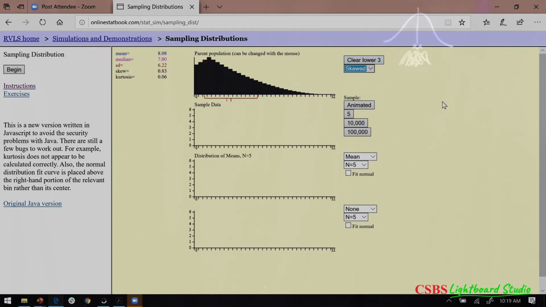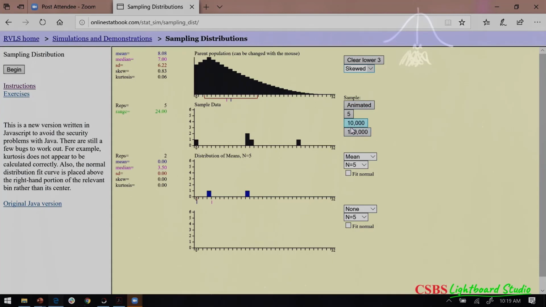So here's a skewed distribution. Now, since the population is skewed, if I keep a small sample, like a sample size of 5, and I start to animate that, most everything's going to fall down here. But every once in a while, you're going to get some extreme scores. Animate that again. So you're going to get some extreme scores that are going to pull the mean up.